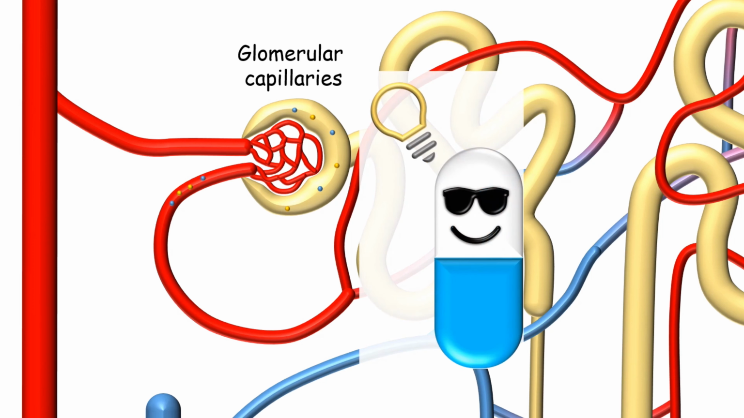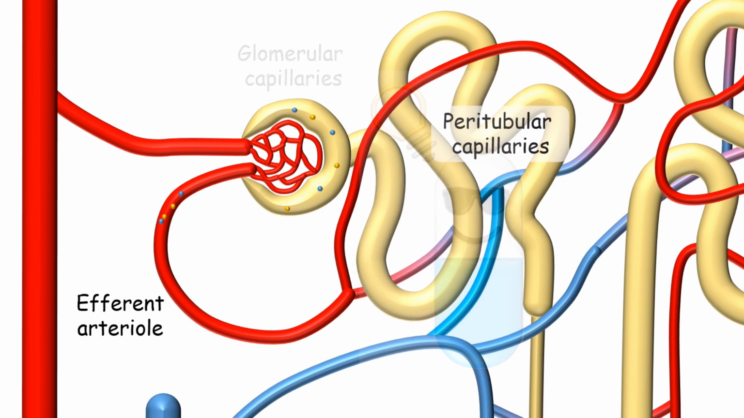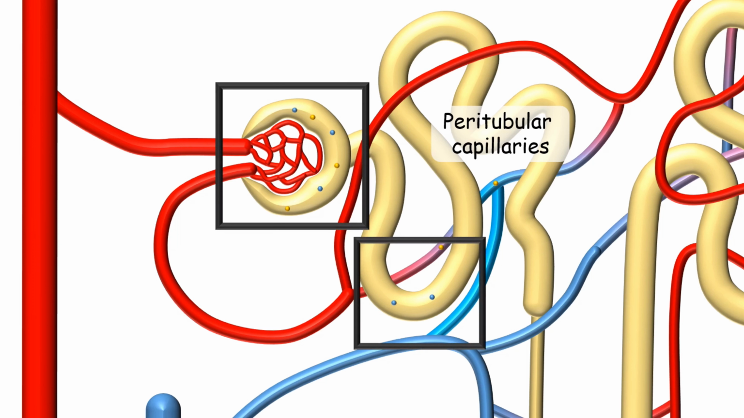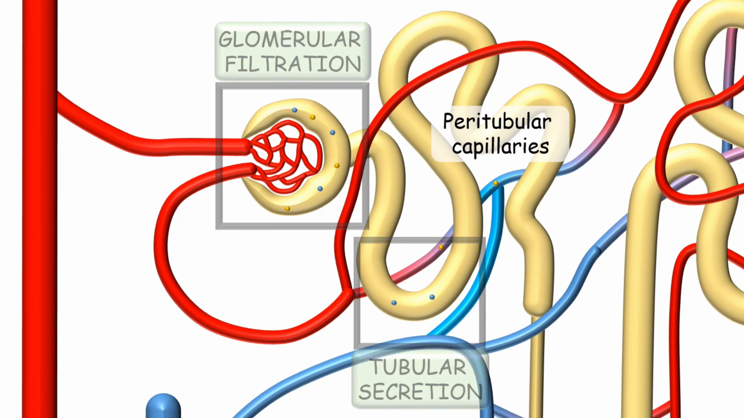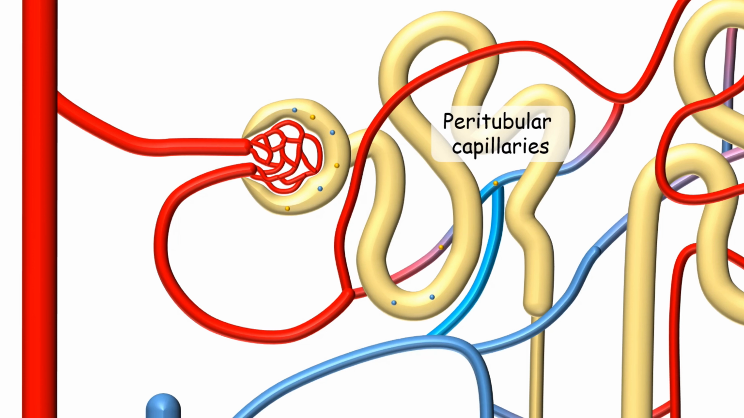The unfiltered drug molecules move through the efferent arteriole into the peritubular capillaries. From here, the drug can be secreted into the tubular lumen. So, there are two processes by which a xenobiotic enters the tubular lumen: glomerular filtration and tubular secretion. Now, what if the drug molecule in the tubular lumen is lipid soluble? It can move back into the peritubular capillaries along the concentration gradient by simple diffusion.